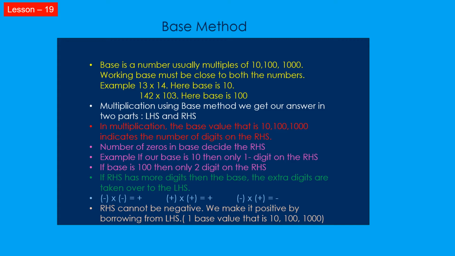Another important thing is that RHS cannot be negative. If our RHS is negative, we make it positive by borrowing from the left hand side, LHS. And one last very important thing you have to keep in mind: negative times negative equals positive. Positive times positive equals positive. Negative times positive equals negative. You will understand better after we take a few examples.